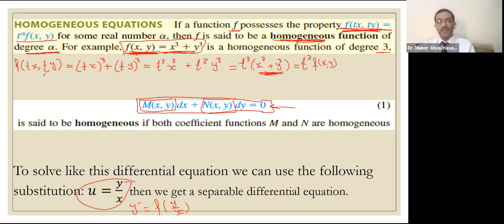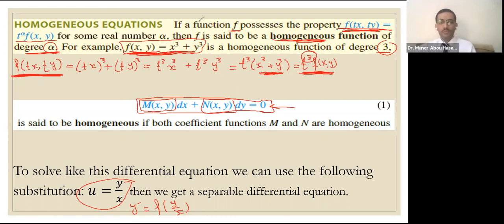So now f of tx, ty is given to be t cubed times the same function. So I can say now my function f, this one, is homogeneous of degree 3, because I have t to the power 3. Let me give you another example.